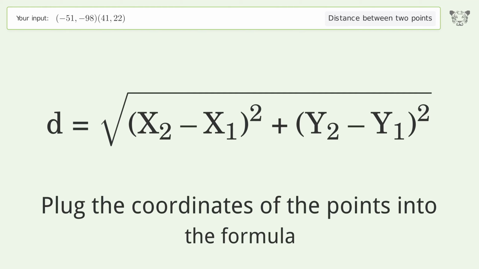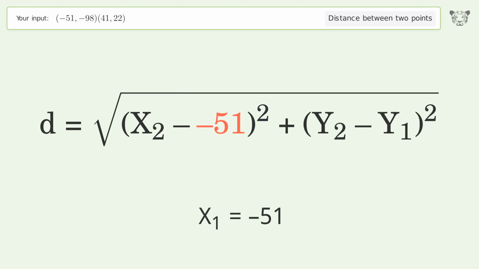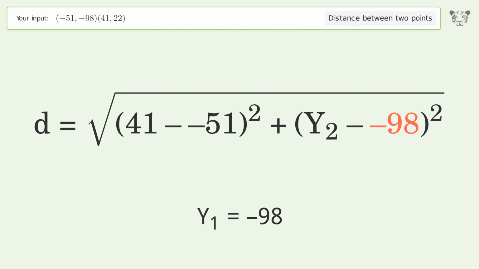Plug the coordinates of the points into the formula. x1 equals -51. x2 equals 41. y1 equals -98. y2 equals 22.